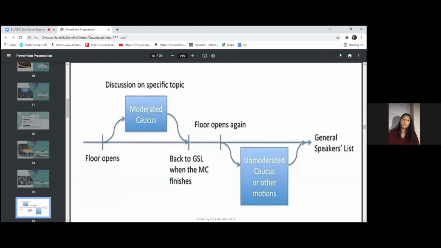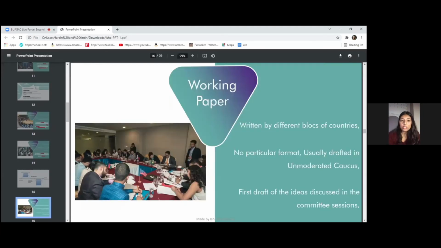So, the next slide: working paper. Before, we were just talking about the oral parts, for example speaking. Now we are talking about the documentation. So what exactly is a working paper?